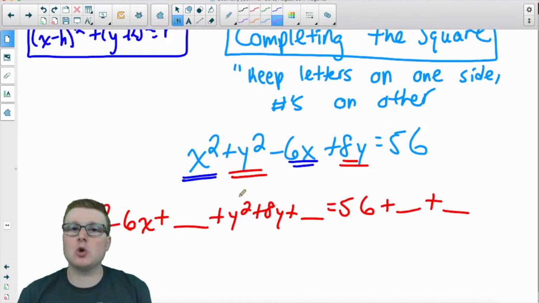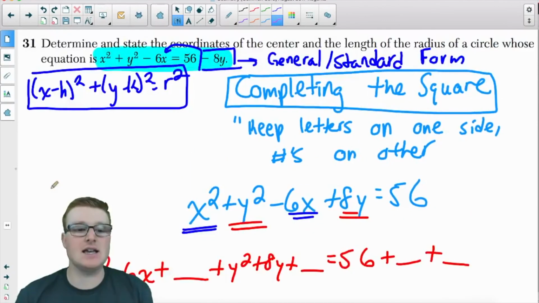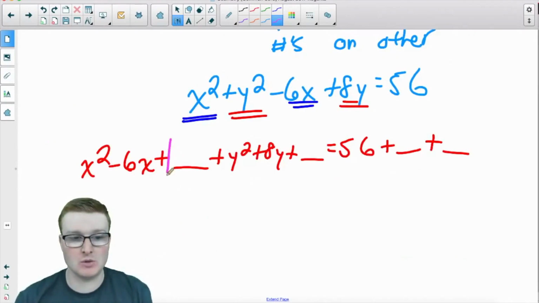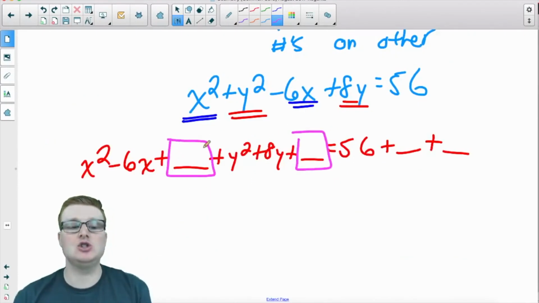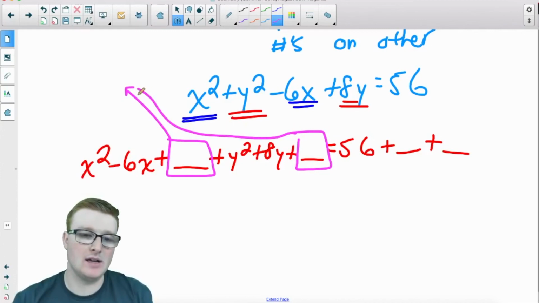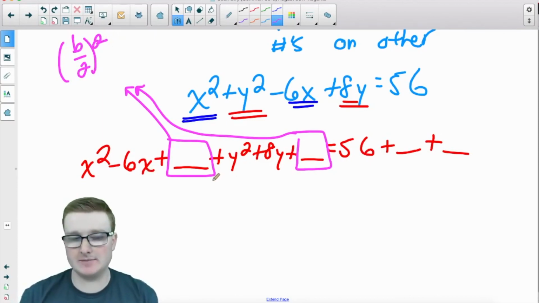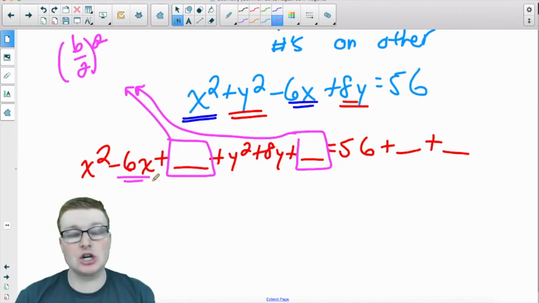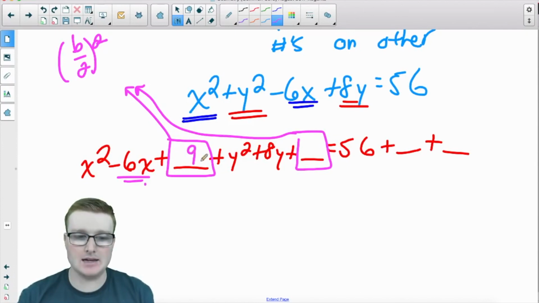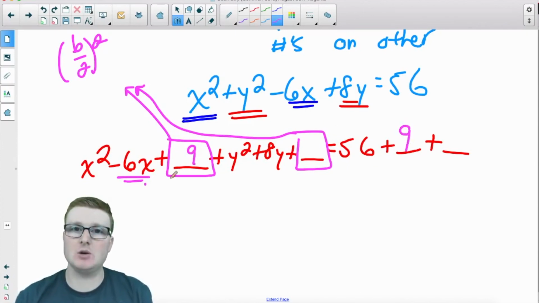Your goal is to acquire a perfect square trinomial to express it in center radius form. In order to acquire a perfect square trinomial, you need to add a constant term to both of the groupings. And you should have learned this in Algebra 1, you have to use the classic formula, which is b divided by 2 squared, which means take half the middle and square it. Take a look at this one. The middle term is negative 6. Negative 6 divided by 2 is negative 3. Negative 3 squared is 9. Put the 9 over here, put the 9 over here. What you do to one side of the equation, you must do to the other side. This is all Algebra 1.